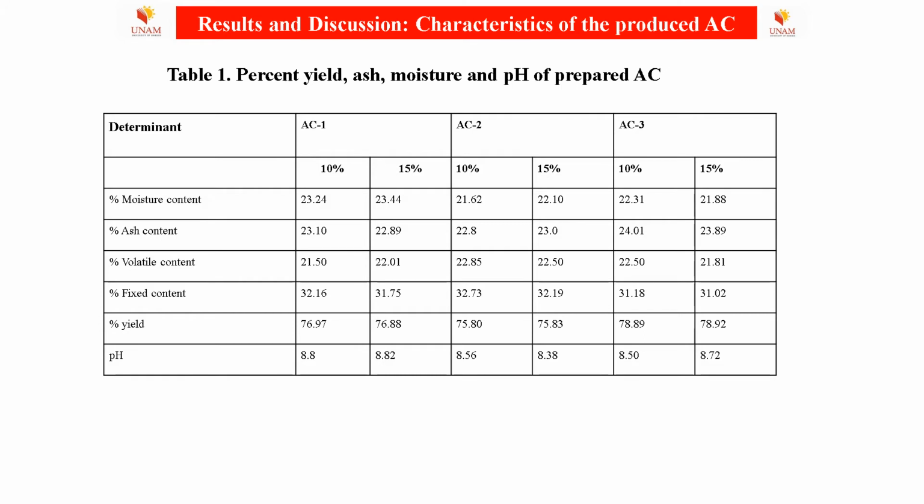Yield: AC1 10% 76.97, 15% 76.8, AC2 10% 75.8, 15% 75.8, AC3 10% 78.8, 15% 78.9. pH: AC1 10% 8.8, 15% 8.8, and AC2 10% 8.5, 15% 8.38, AC3 10% 8.5, 15% 8.7.